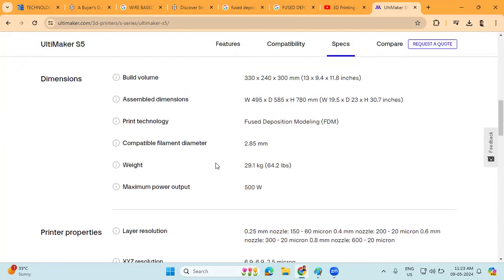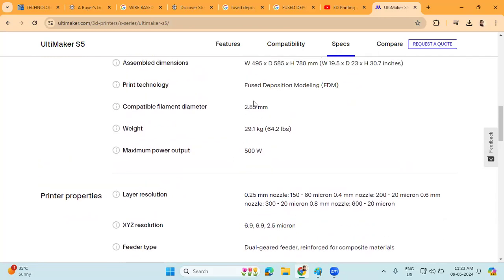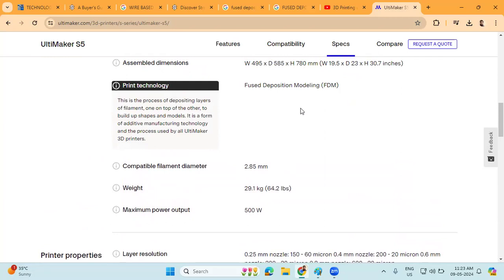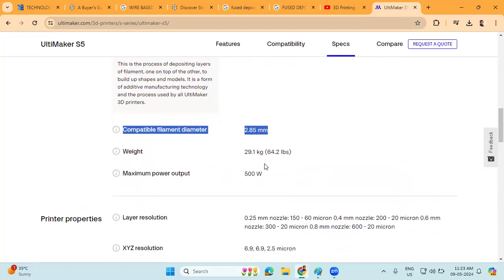The Ultimaker S5 utilizes fused deposition modeling. We already explained the technology. The print technology used is fused deposition modeling and is compatible with filament diameters of 2.85 millimeter. So the filament diameter used here is 2.85 millimeter. The weight of this machine is 29.1 kilogram and it has a maximum power output of 500 watt.